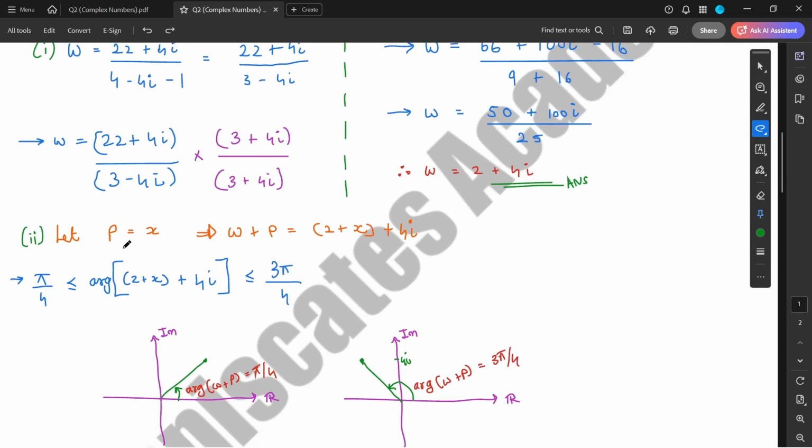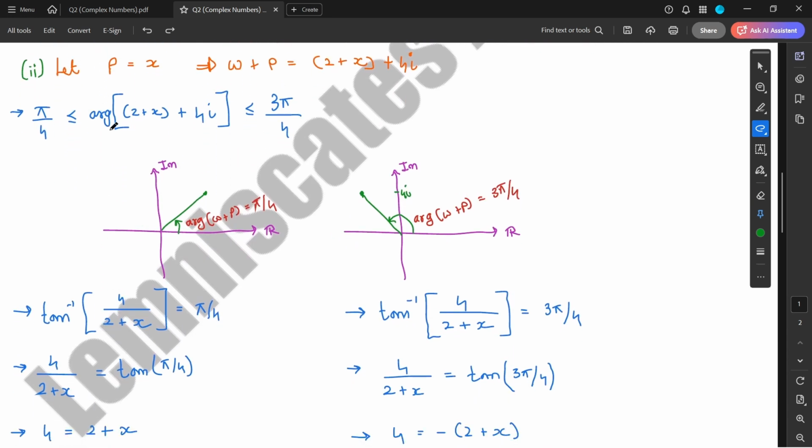The first thing I've done is I've just assumed that my p is equal to x, because p is a real number. And then I found out what is the new complex number w plus p. Because p is a real number, I am just going to add that x to the real part of w, that is 2. That is how I get 2 plus x being the real part of the new complex number and 4i being the imaginary part of the given complex number. So I can see that only the real part is going to be a variable. My imaginary part is staying constant as it is. So 4i is not changing at all.